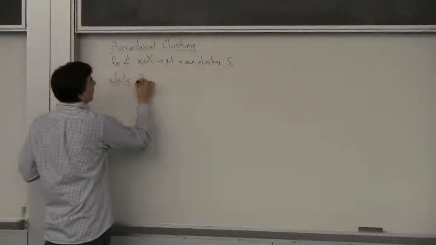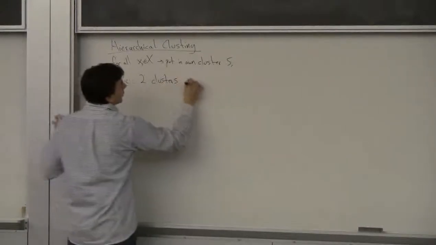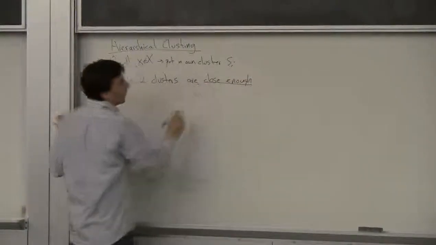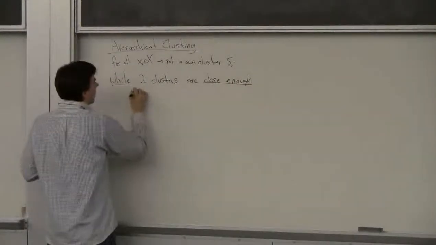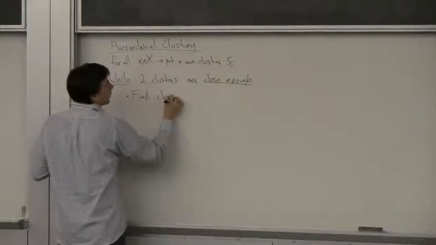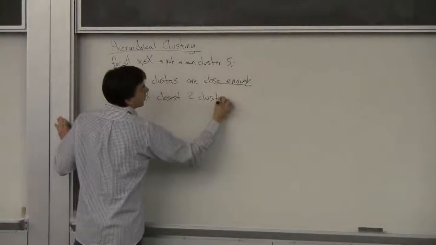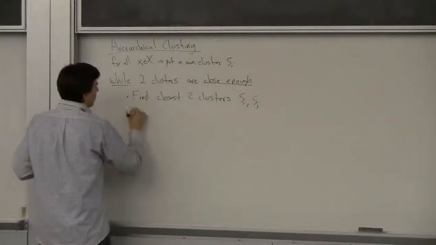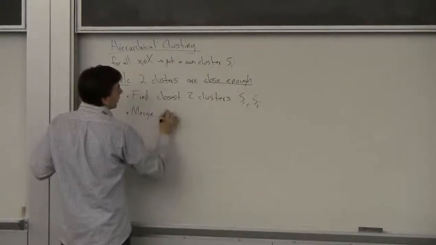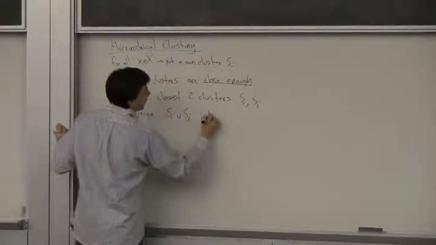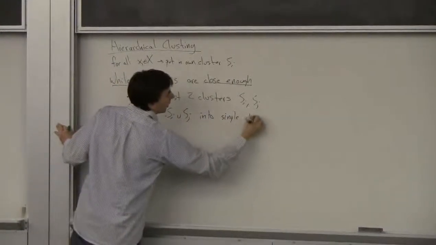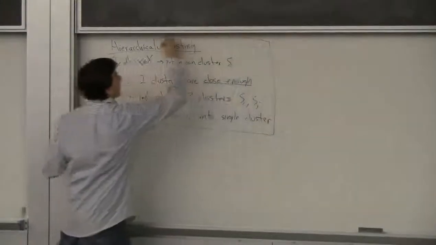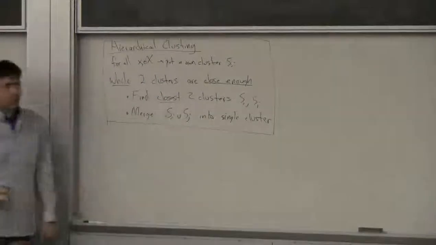While two clusters are close enough, then we're going to find the closest two clusters, Si and Sj, and merge Si union Sj into a single cluster. All right, so that's it.